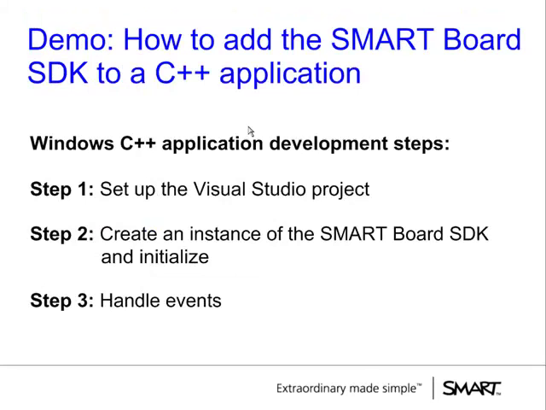So we will do two demos, and the first one will be using the C++ version of the SDK in a Windows C++ application. The three main steps that we're going to go through are: first, to set up the Visual Studio project; second, create an instance of the SmartBoard SDK and initialize it; and third, to handle the events that we are interested in.